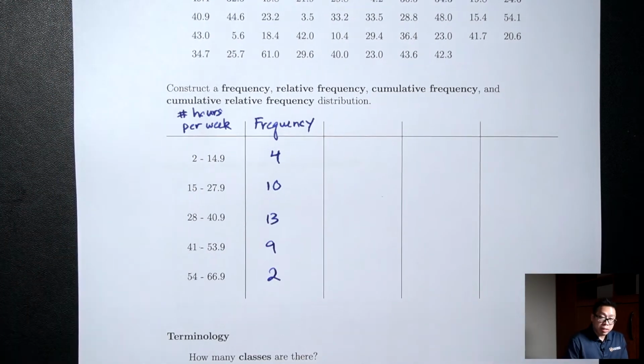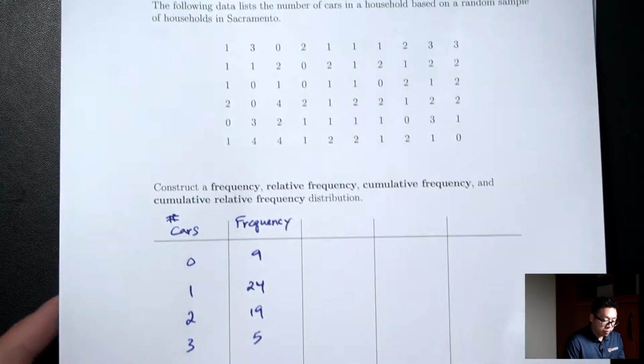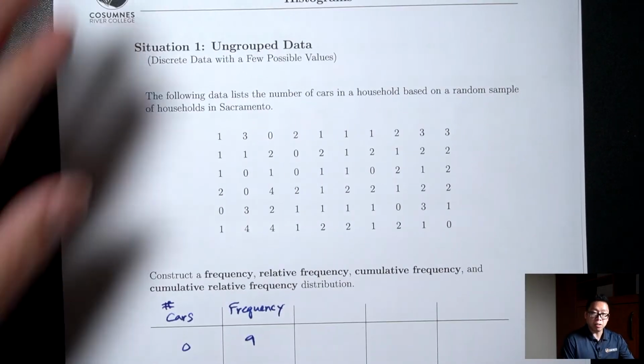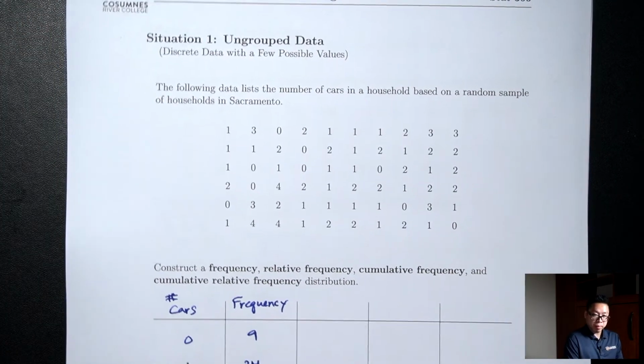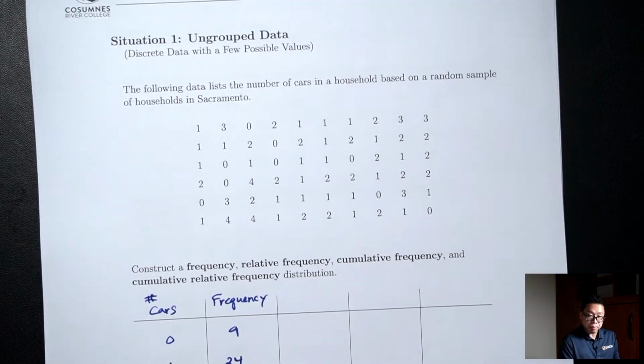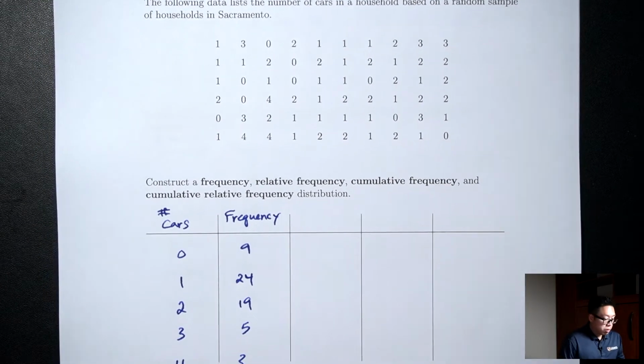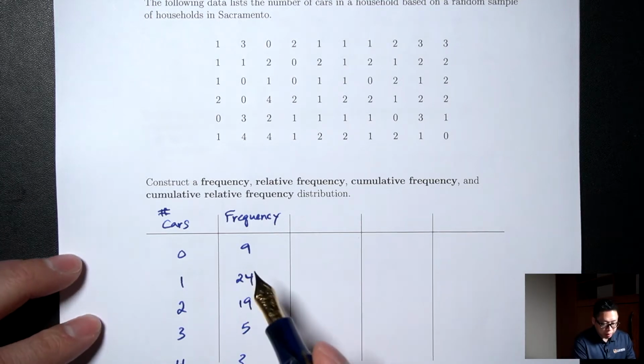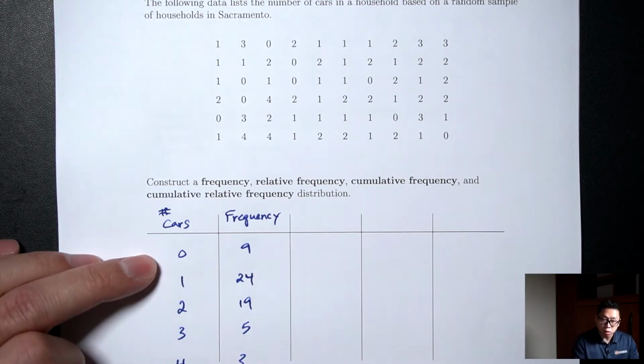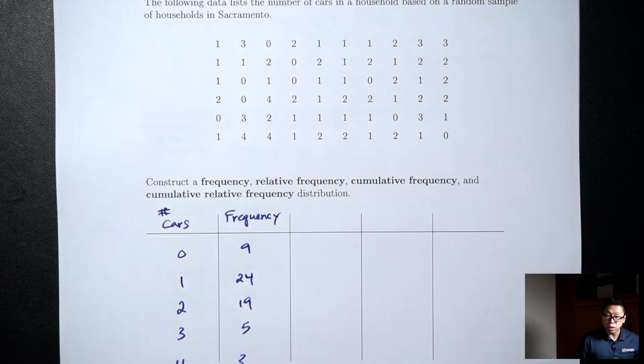Now, the rest of the table is computed the same way for both situations. So let me just explain it for situation 1, and I'll just tell you the answers for situation 2, because the process is exactly the same. Now, just like when we talked about qualitative data, frequency, right? We know that there's 9 households that have 0 cars. The question that we often ask is, what percent does that represent? So what percent of households have 0 cars? And that's called a relative frequency.